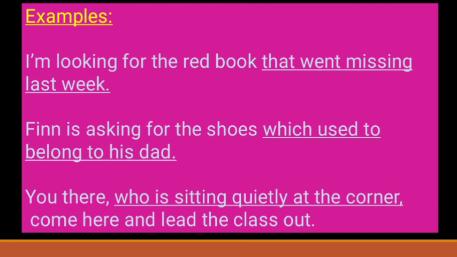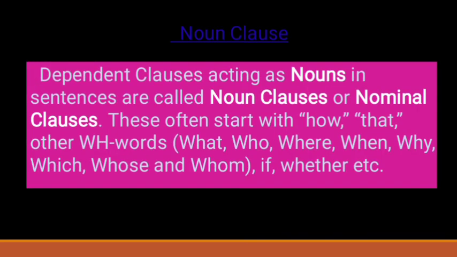Next, you there, who is sitting quietly at the corner, come here and lead the class out. The clause who is sitting quietly at the corner is the dependent clause in the sentence which modifies the subject you. Now let's proceed with the noun clause.